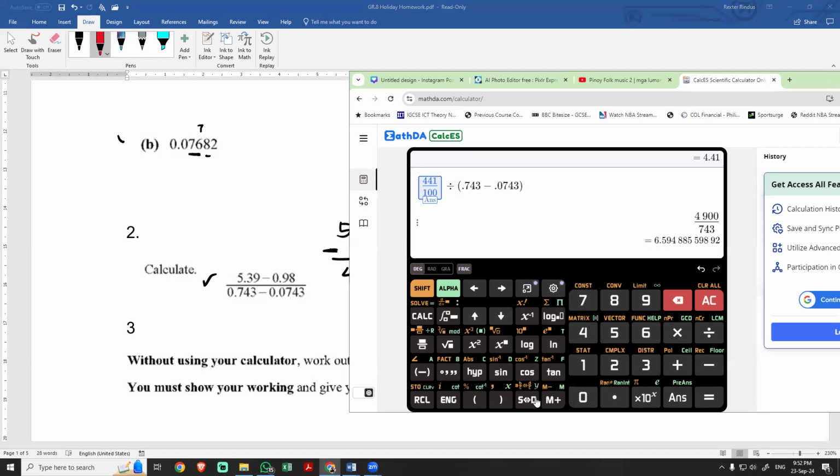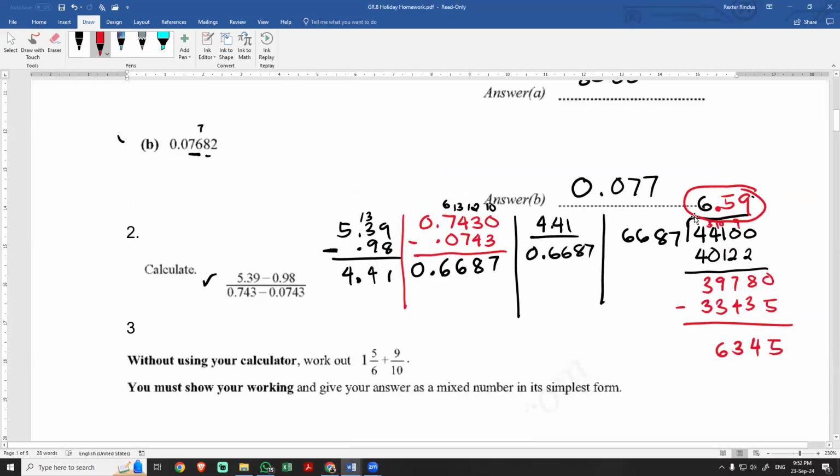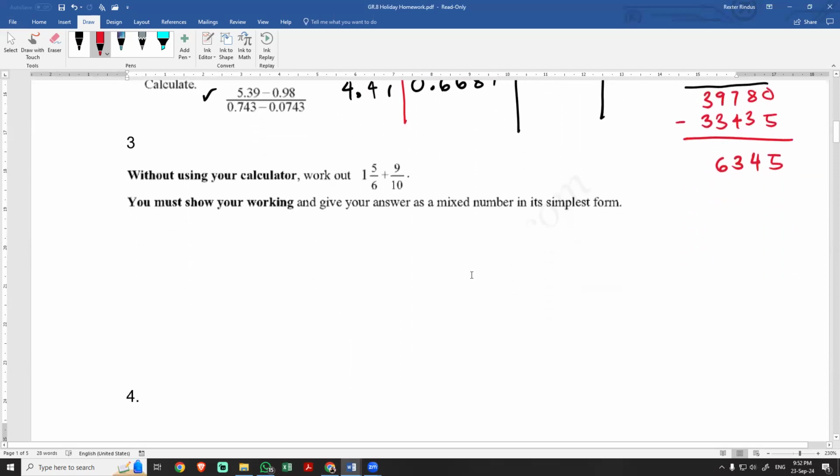It's correct. So let's see if we can make it into a fraction. That's the fraction. So I'm sure it will come as part of the calculator, but just in case it will not, then at least you have an idea now on how to do it. So the final answer would be 6.59 on that particular question number two. Okay, let's move on to number three.